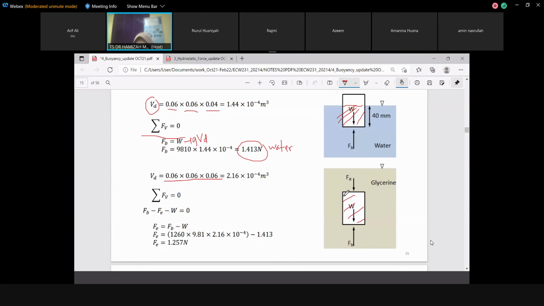So you can see from this arrow, kita ada 3 forces. So bila melibatkan 3 forces ni, sama je konsep dia. Bila sama arah tambah, different arah tolak. So that's why FB tolak dengan FE, tolak dengan W. Okay, sebab dia berlainan arah. So we need to find the FE. Masukkan semua nilai yang kita dah ada, which is FB and also W. FB adalah 1.413.